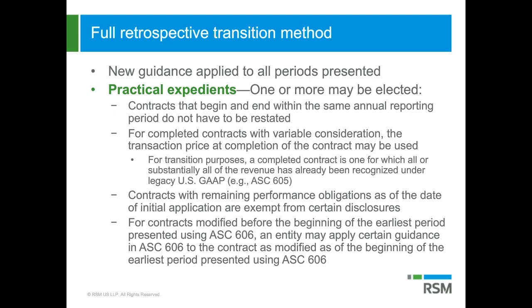And then finally, down the bottom, for contracts that were modified before the beginning of the earliest period presented, there's a practical expedient where you don't have to apply the modification guidance before the earliest period presented. Instead, what you can do is aggregate the effect of all contract modifications that occur before that period, when you're identifying performance obligations and looking at transaction price, excuse me, and then doing your allocation to satisfied performance obligations and unsatisfied performance obligations.